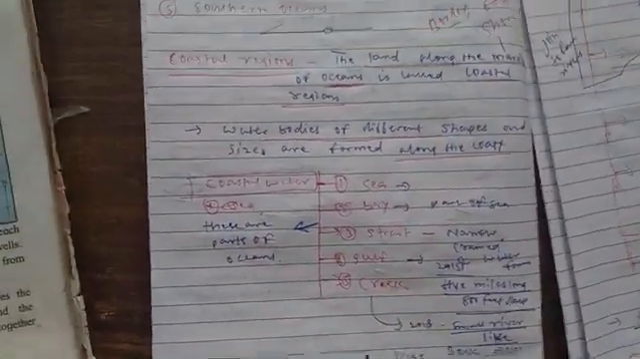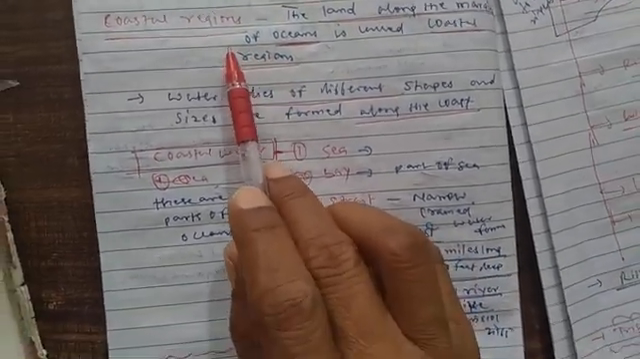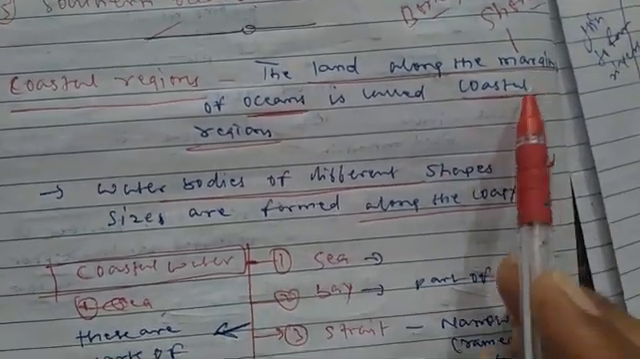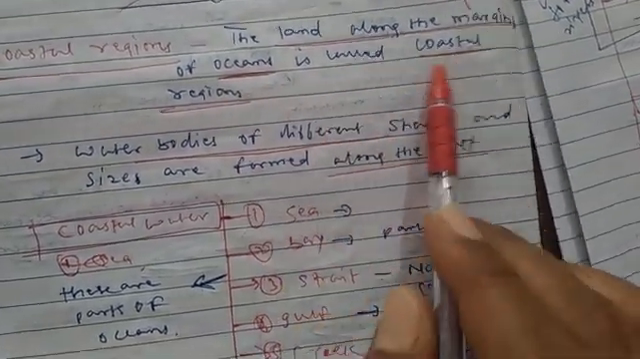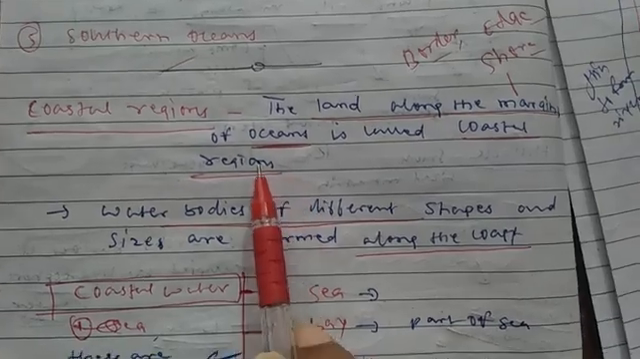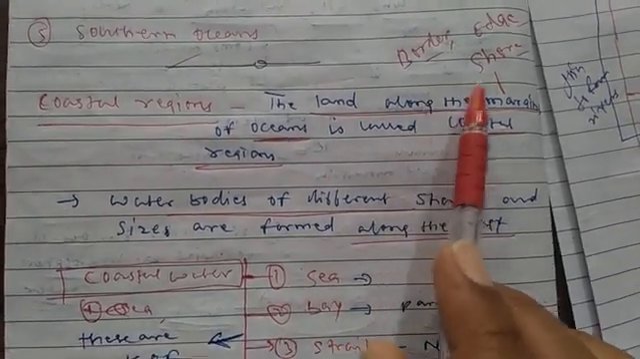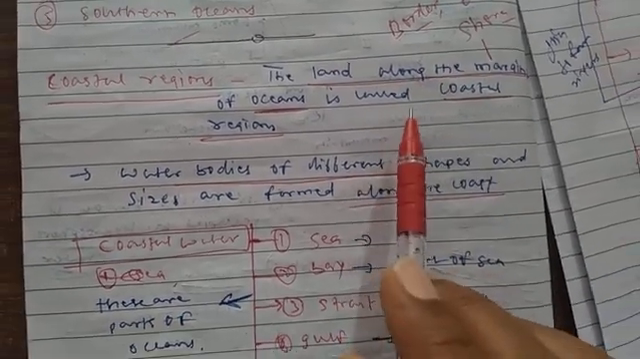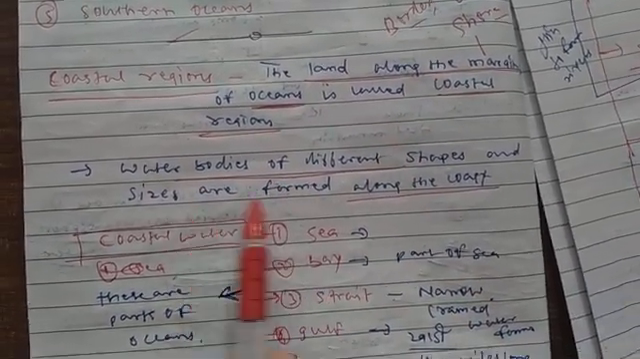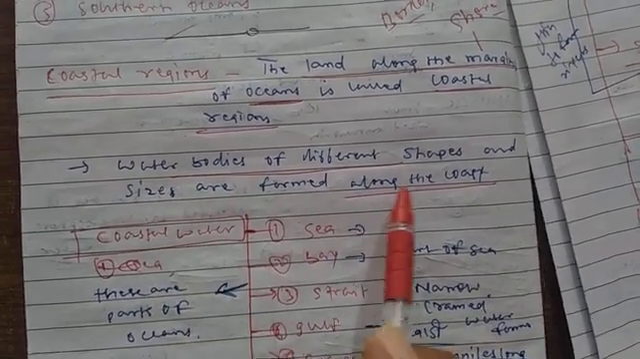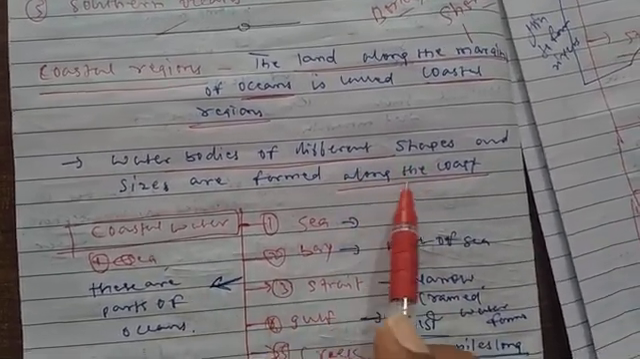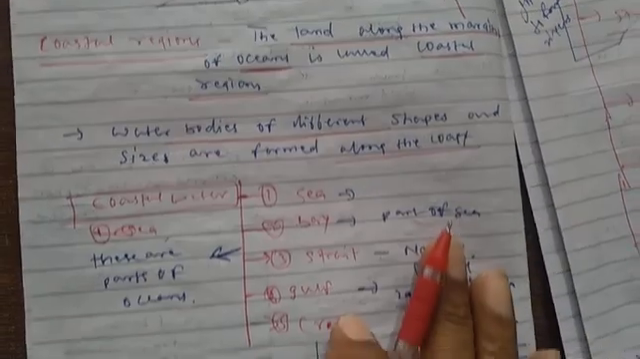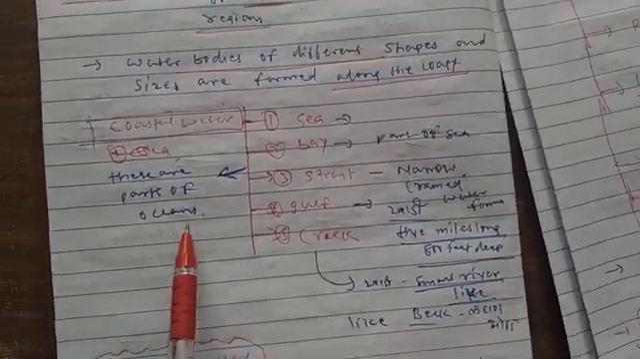Now next, come to the point. After the oceans, there are coastal regions. Coastal region means the land along the margins of the ocean. Near the oceans, whatever the sides of the ocean are, that is the shore of the ocean, the border or edge of the ocean. In that border edge of the oceans also some water is there, and those water bodies are of different shapes, sizes and forms along the coast. Now see, these are also called parts of the oceans.